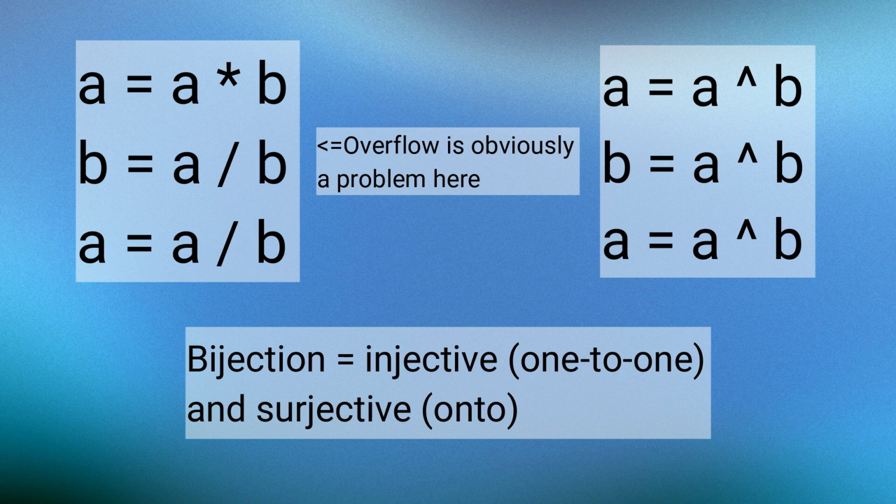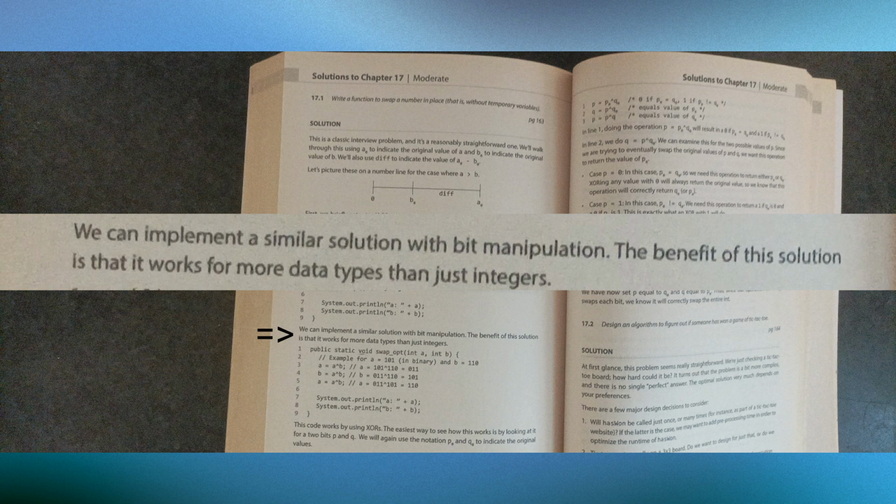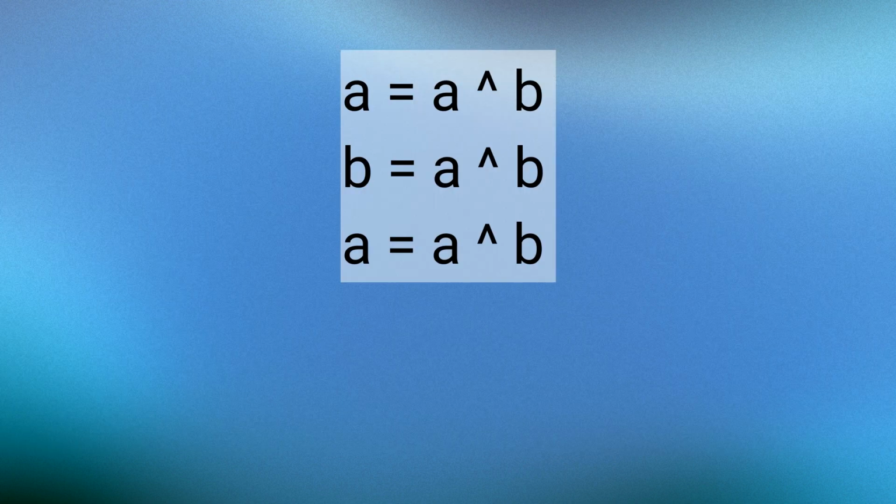The writer makes a mistake here. The solution states that the benefit of this solution is that it works for more data types than just integers. It's not entirely correct. For example, in C, you could divide any data into 8-bit integers and do a pairwise swapping using addition or anything else. So let's get back to XORing.